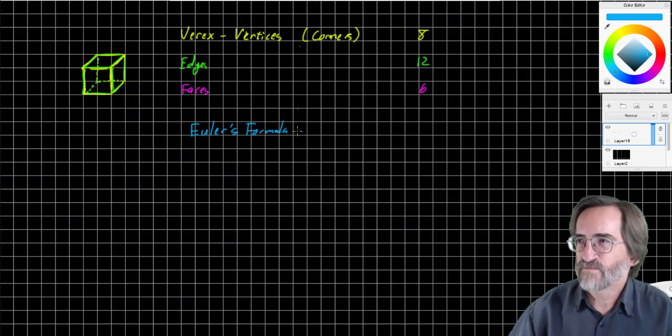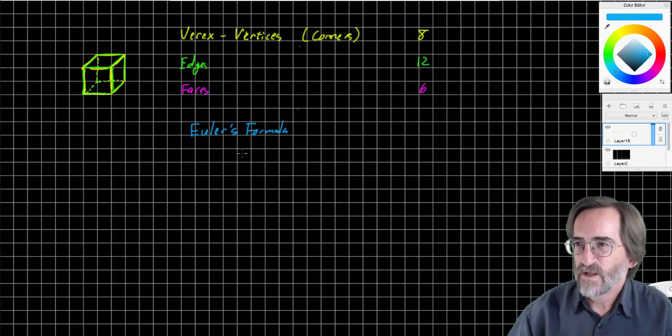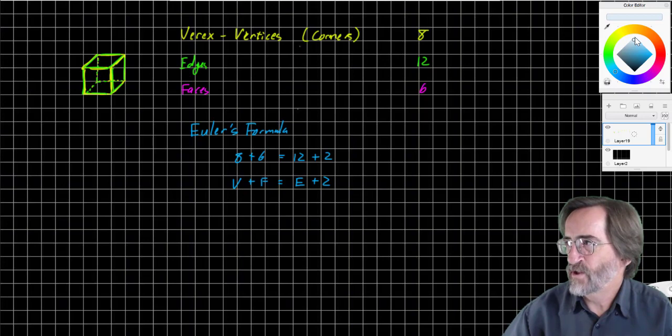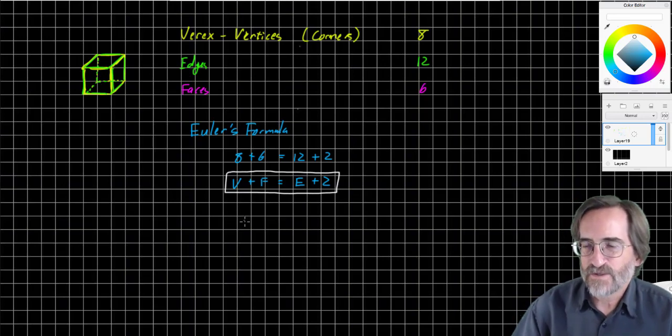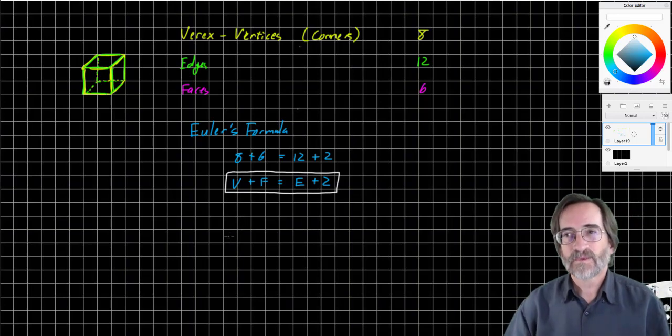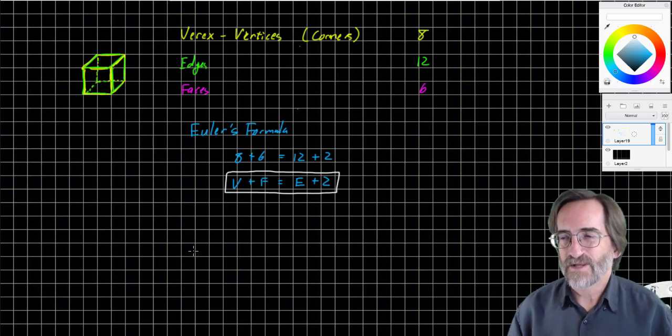If you take the two smaller values, 8 plus 6, it doesn't equal 12. You might think it does, but it equals 12 plus 2. 8 was the number of vertices, 6 was the number of faces, 12 was the number of edges. So this is Euler's formula in general: vertices, that's corners, plus faces, that's flat surfaces, equals edges plus 2. And you can use this to answer various questions.